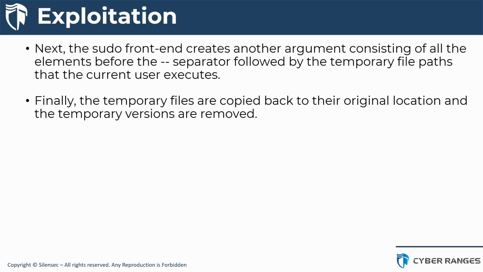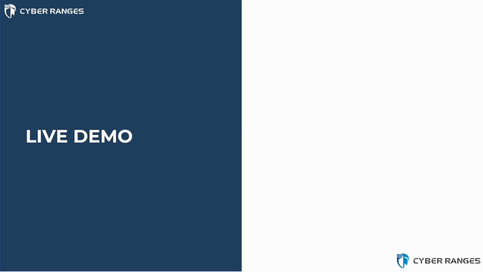It's fair to say that the most obvious option is to provide your current user with root privileges by modifying the password file and, let's say, providing that user account with a user ID of 0. The sudo front end creates another argument consisting of all the elements before the double hyphen separator, followed by the temporary file paths that the current user executes. And finally, the temporary files are copied back to the original location and the temporary versions are removed.